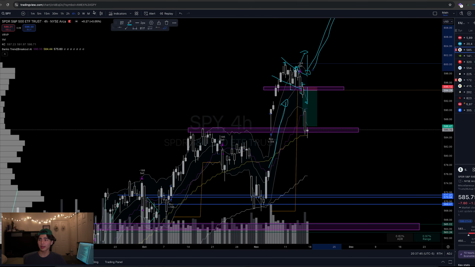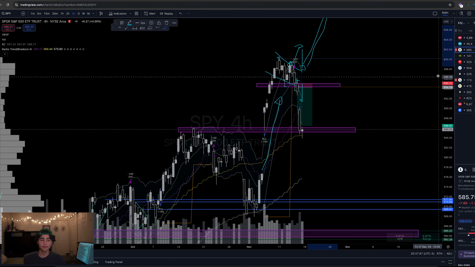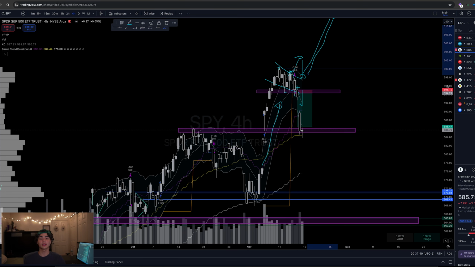And going back to the 4-hourly time frame, the reason I took this trade again is the lows were taken out. The 4-hourly closed under this low right here. It closed under, and that is when my indicator, I have a trend and breakout algorithm that I coded.